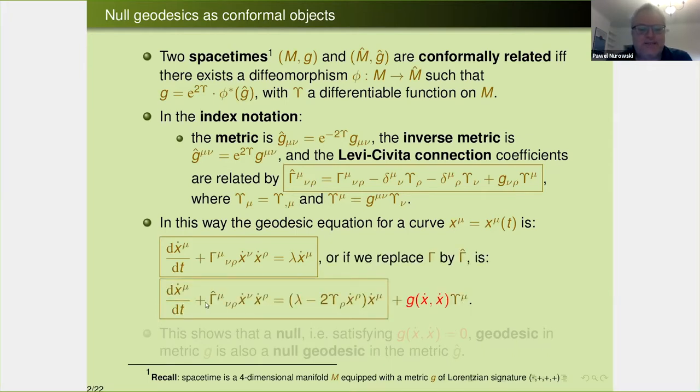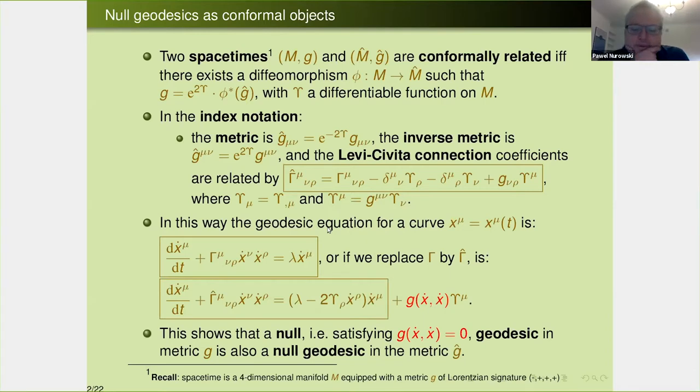And one can see that this can also be interpreted as an equation for a geodesic, provided that this red term is vanishing. And this red term vanishes, for example, when the geodesic is null. So in a way, this shows that a null geodesic in the metric g is also a null geodesic in the metric g hat.